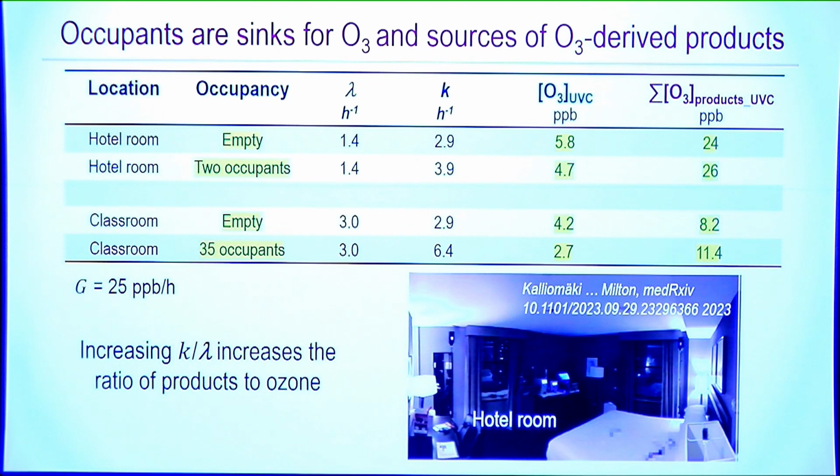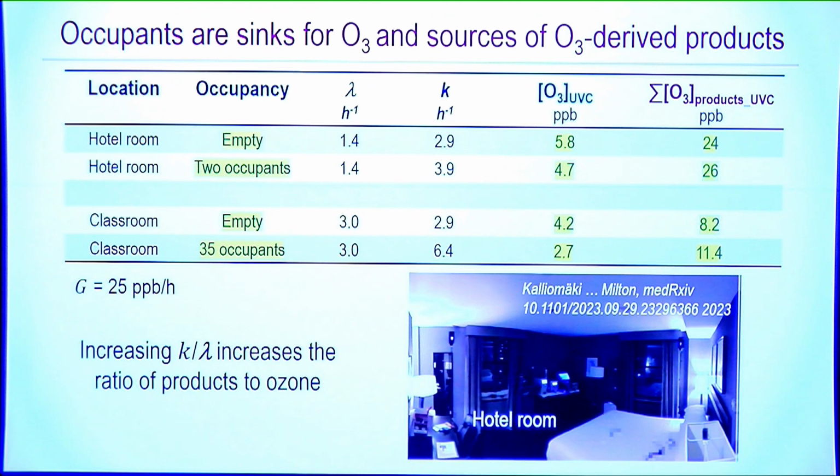We consider a classroom when it's empty and when it is occupied by 35 students. I'm using the classroom that's defined in the ASHRAE ventilation standard, 62.1. I won't go through all the parameters. We'll just jump to the ozone concentration resulting from UVC in the classroom when it's empty. And that's 4.2 ppb using the equation we saw earlier.